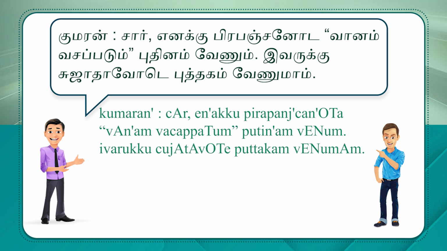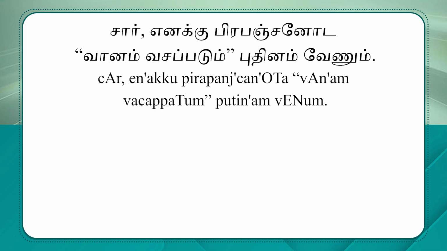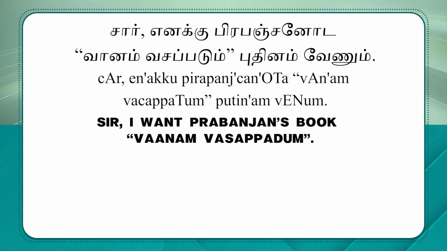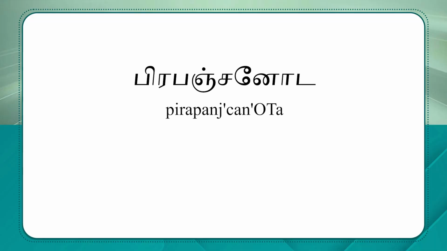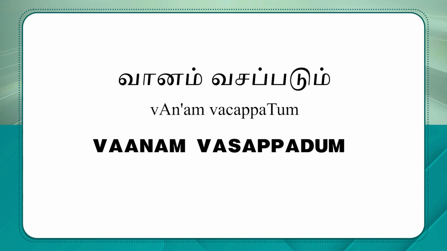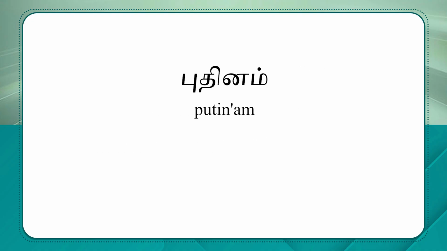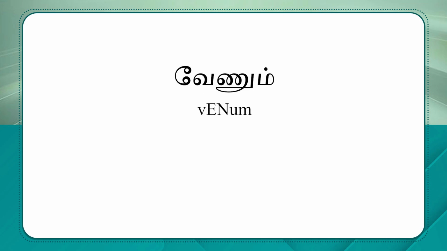குமரன், சார் எனக்கு பிரபஞ்சனோட வானம் வசப்படும் புதினம் வேணும். இவருக்கு சுஜாதாவோட புத்தகம் வேணுமா. Here we have two sentences. The first sentence is, சார் எனக்கு பிரபஞ்சனோட வானம் வசப்படும் புதினம் வேணும். Translate to, sir, I want Prabhanjan's book வானம் வசப்படும். In this sentence, சார் is an English word. எனக்கு means me. As I already told you, பிரபஞ்சனோட which means Prabhanjan's, வானம் வசப்படும் is the name of the novel. புதினம் it means novel and வேணும் means want or need.